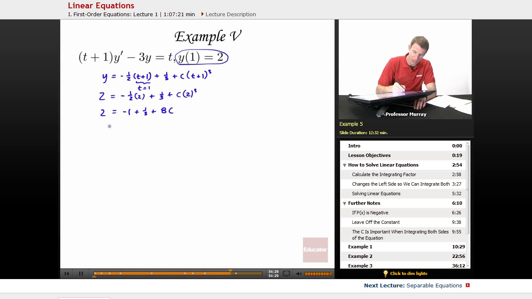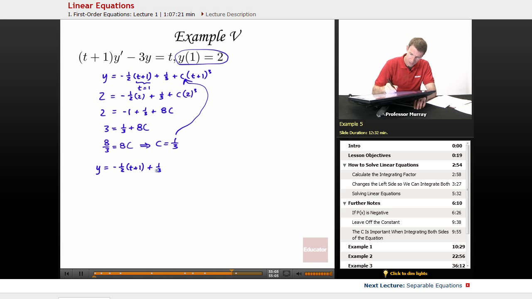And so if I move that negative 1 over, I get 3 is equal to 1/3 plus 8c. And if I move that 1/3 over, 3 is 9/3. So 3 minus 1/3 is 8/3, which is equal to 8c, and I see that I'm going to get c is equal to 1/3. And so I take that c equals 1/3 and I plug it back into my general solution.